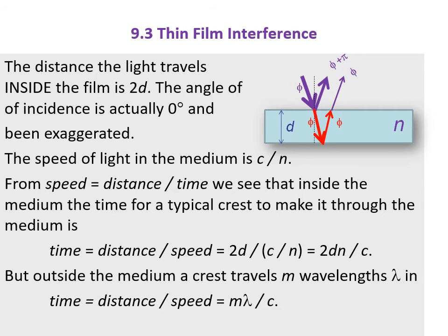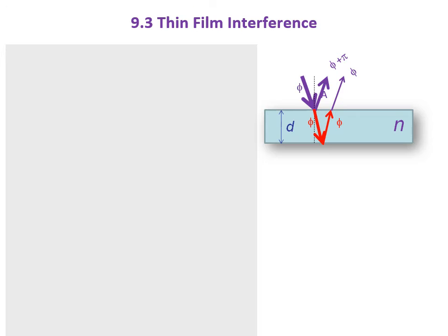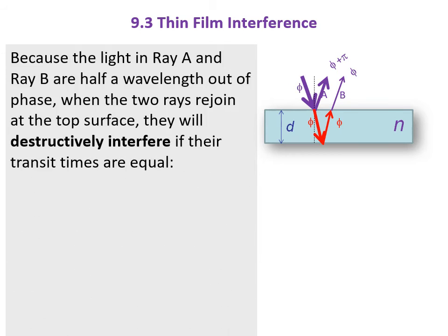So m lambda over c for the time taken for the ray to be reflected at the top. You don't need to know that derivation, but it's helpful. So what we see is because the light in ray A and ray B are half a wavelength out of phase, when the two rays rejoin at the top, they will destructively interfere if their transit times are equal.